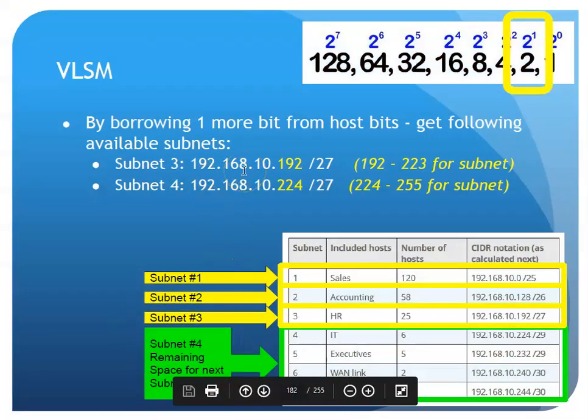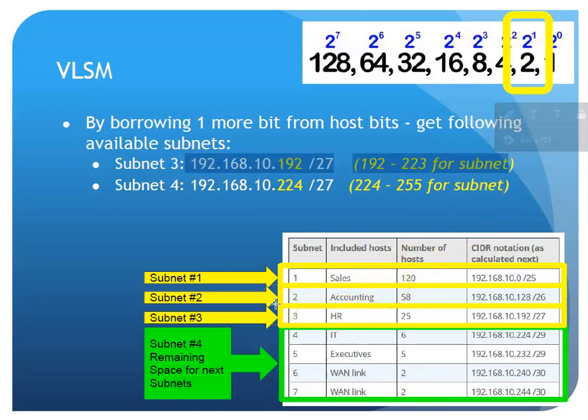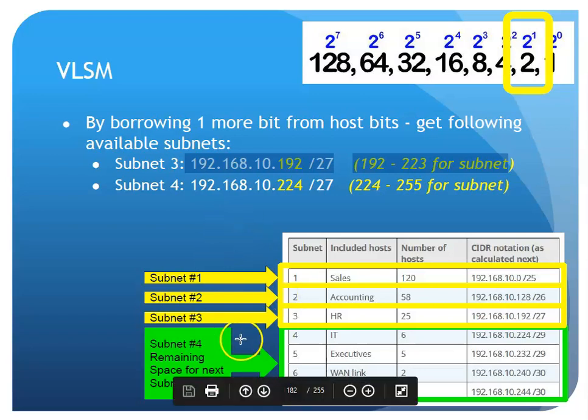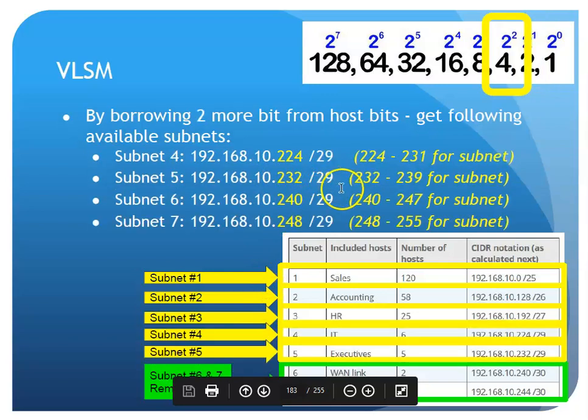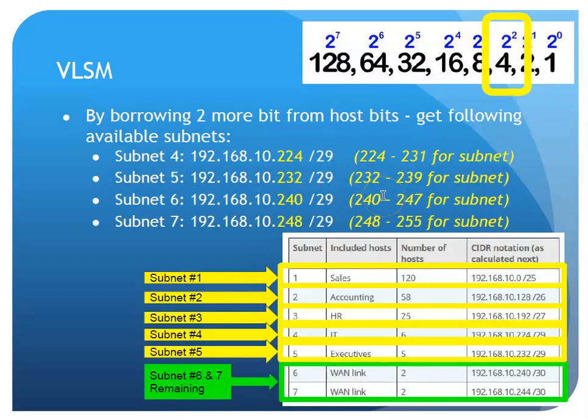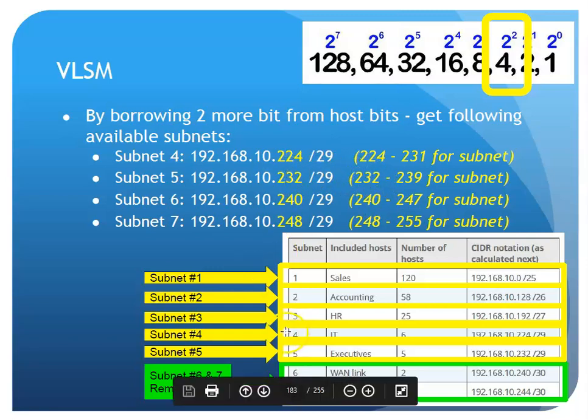I then borrow 1 more bit to allocate to this group here, this third HR. We can now allocate them the IP addresses they need. The remaining space we'll hold on to for the next group. We'll borrow an additional 2 bits in this case. That's going to give us 4 subnets there. And now I can allocate subnet 4 here, subnet 5 here for these groups. 6 and 7 is still holding on. That's extra space for the remaining subnets.